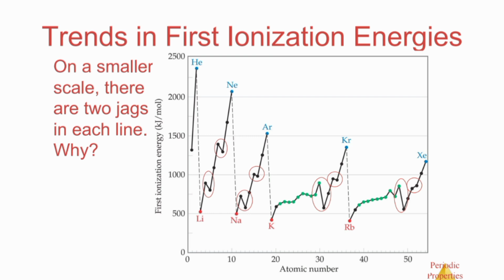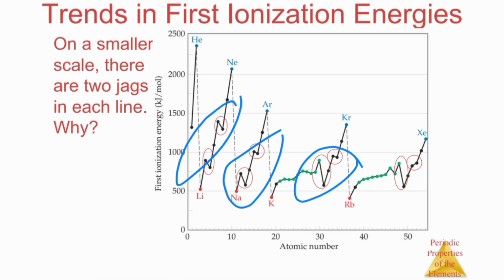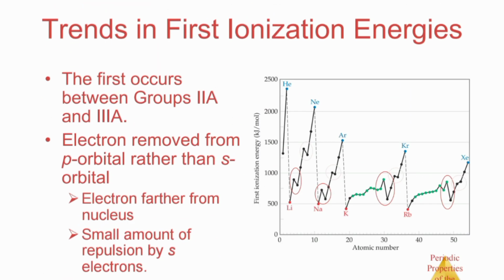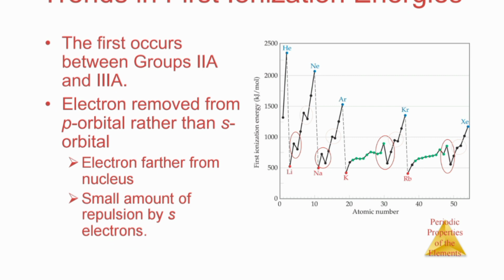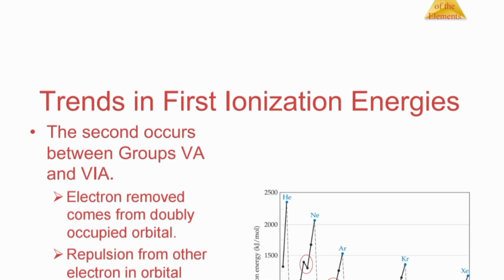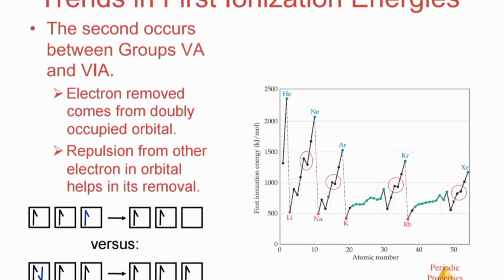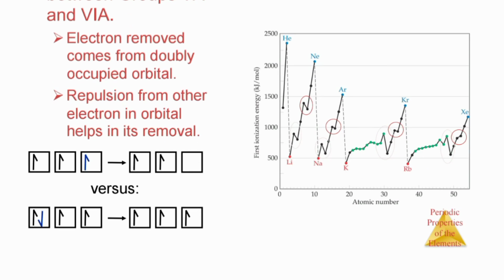Trends in ionization energy. On a smaller scale, there are two exceptions here where ionization energy shows variability. The first occurs between groups 2A and 3A. The electron is removed from a p orbital rather than an s orbital. The electron is farther from the nucleus, with a small amount of repulsion by s electrons. The second occurs between group 5 and group 6. Repulsion from other electrons in the orbitals helps in its removal.